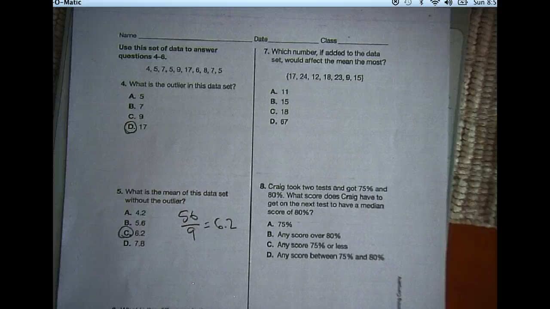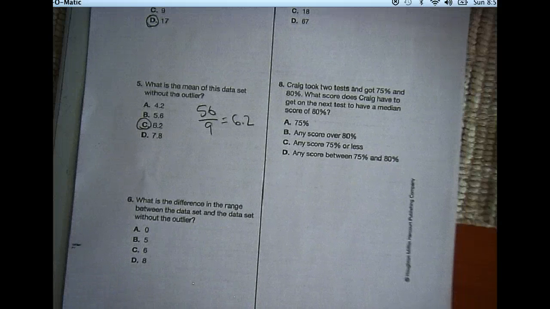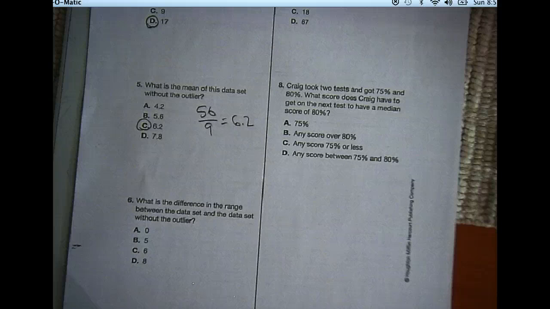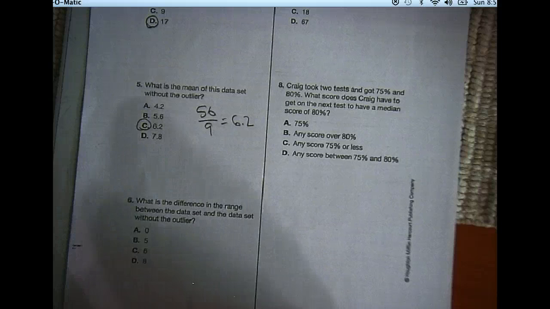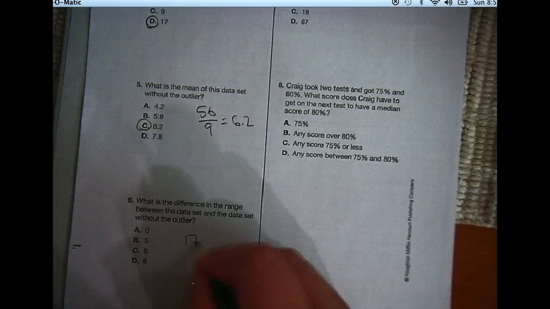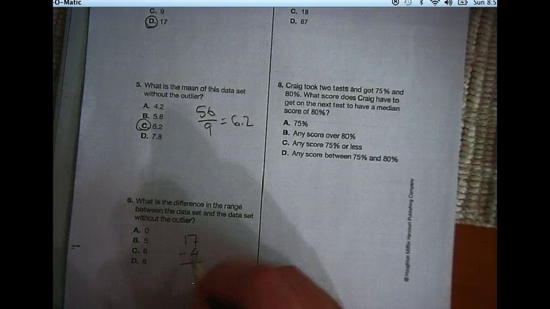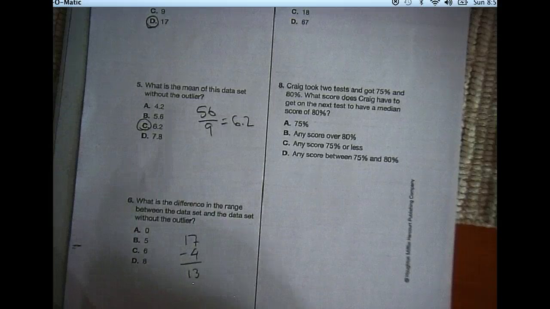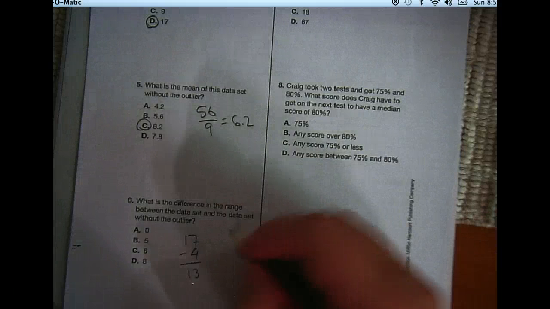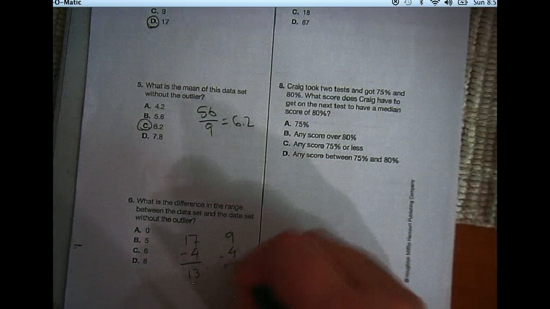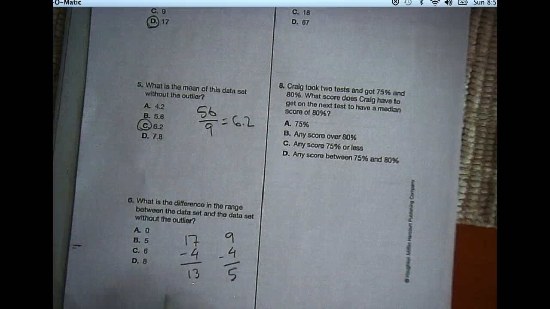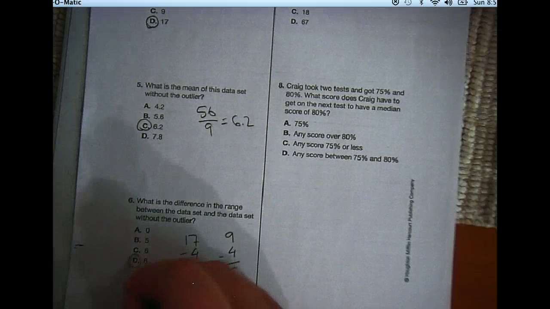The next one. What's the difference in the range between the data set and the data set without the outlier? So I have to find the difference in the range. Well, the lowest number I have is 4. So in the data set, my biggest one is 17 and my smallest is 4. So the difference is 13 if I subtract that. Now if I take that 17 out of there, my biggest number is 9 and my smallest is still 4. So I have 5. So the difference between 13 and 5 is going to be 8. So that one will be 8 for that problem.